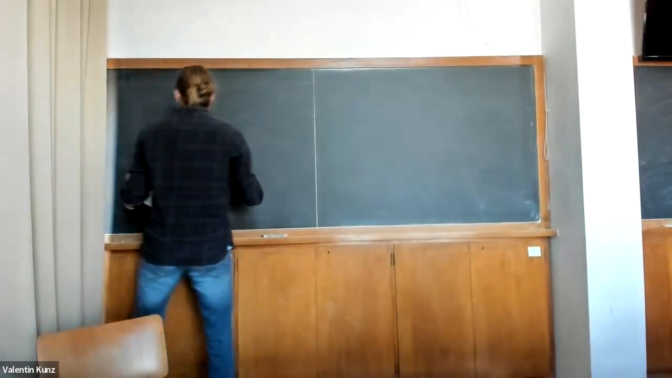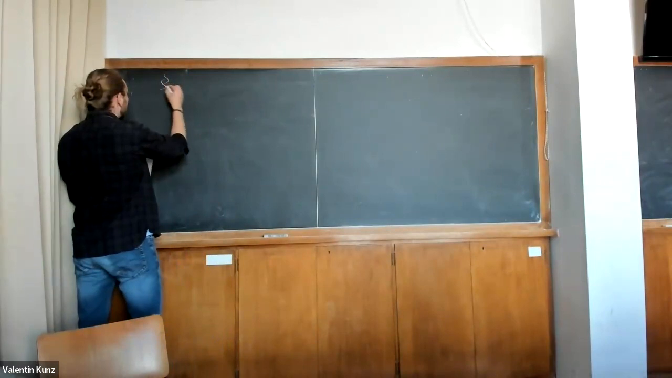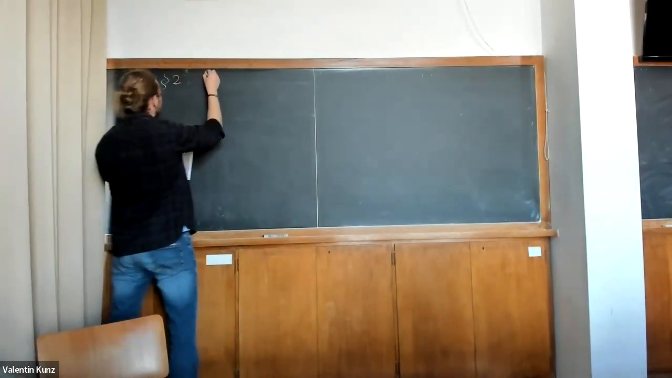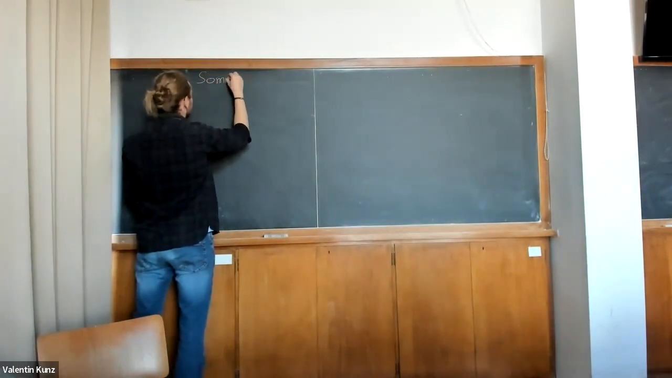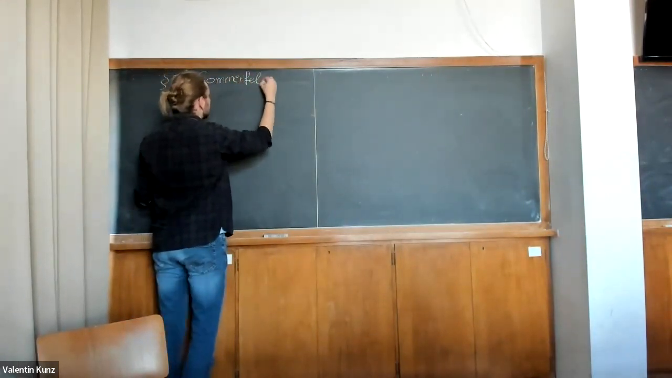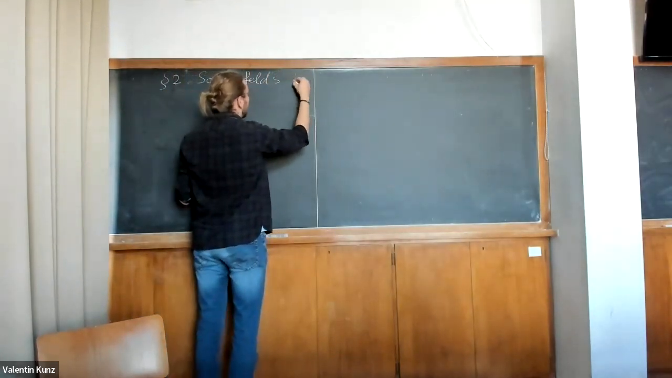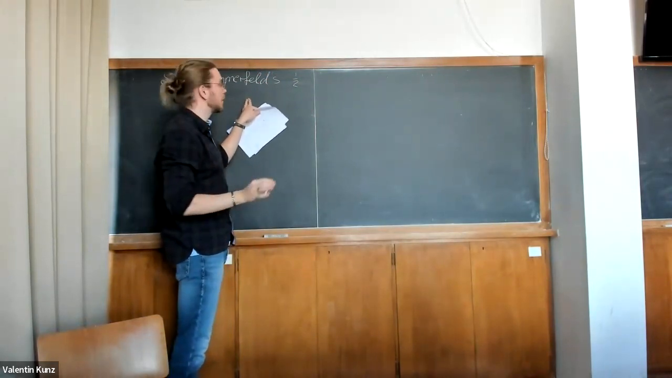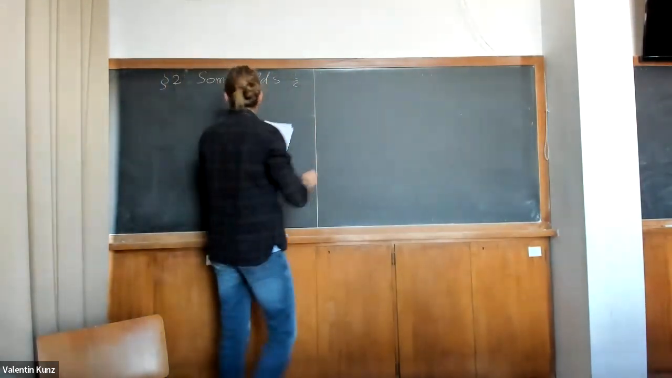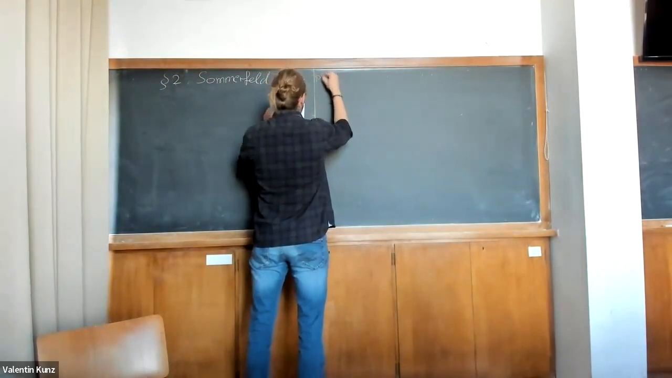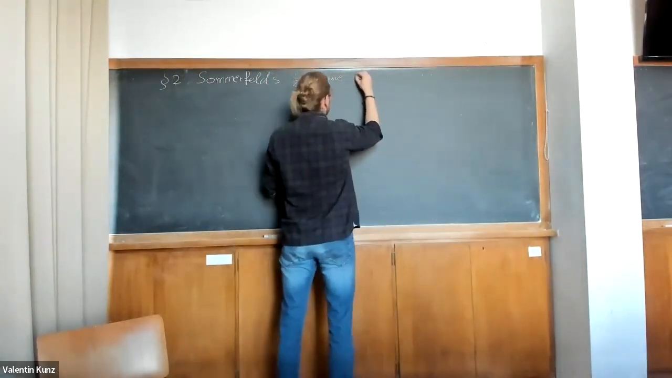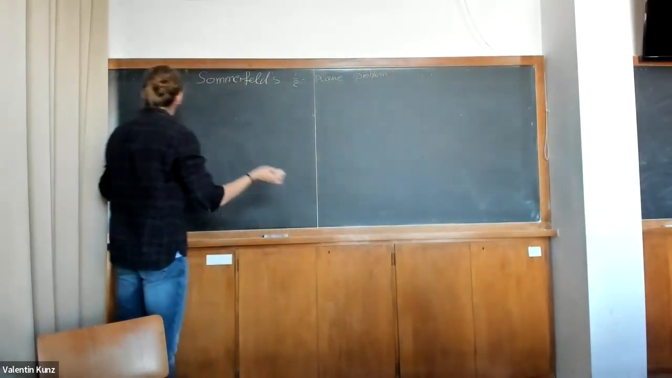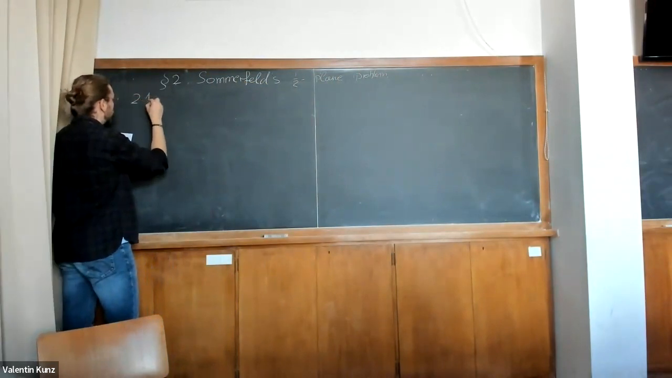Okay, so welcome back. So today we are going to do paragraph two. And this problem is named after Sommerfeld, who was the first to solve it, by a method that's completely different from what we are seeing today. So Sommerfeld's half-plane problem. Okay, and first, of course, we formulate our problem. So 2.1.